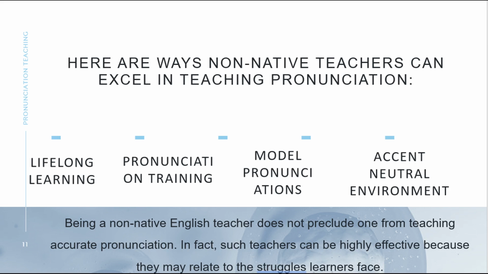Feedback and correction. Provide constructive feedback. Regularly offer constructive feedback on students' pronunciation. Focus on specific areas for improvement and suggest practical strategies for enhancement. Encourage peer feedback. Foster a supportive classroom culture where students provide feedback to each other. Peer evaluations can reinforce learning and create a collaborative learning environment.